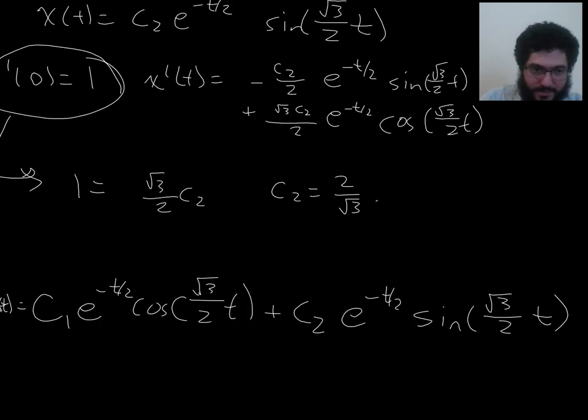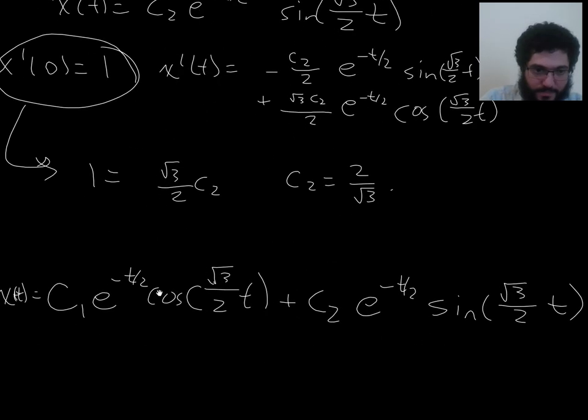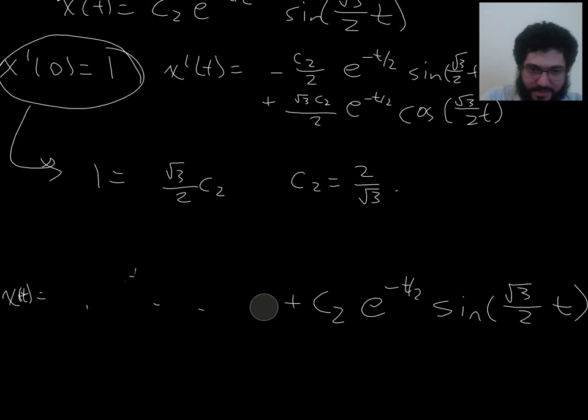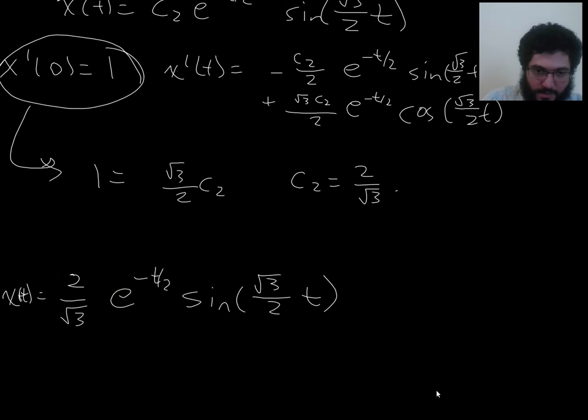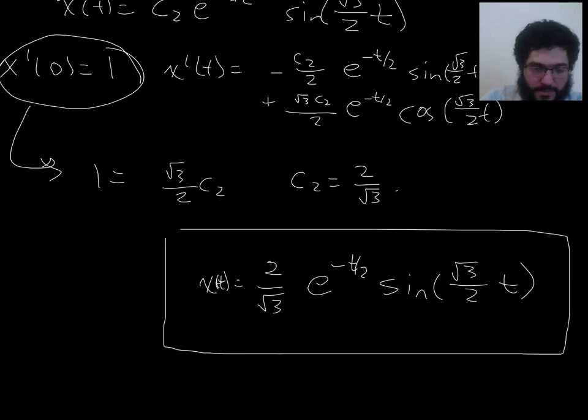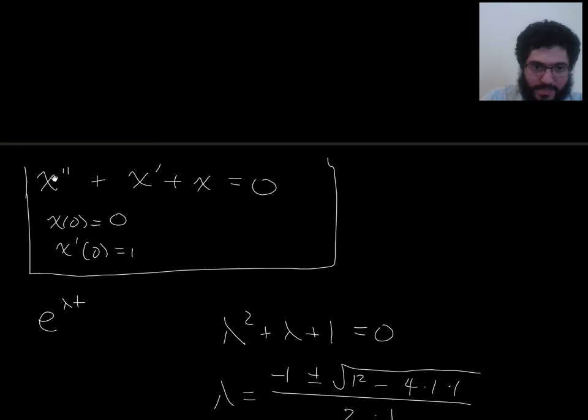So there's my general solution. Then I got C1 equals 0, so I don't even need that whole term. And C2 equals 2 over root 3. All right, so there's my solution to the original initial value problem, which was this.